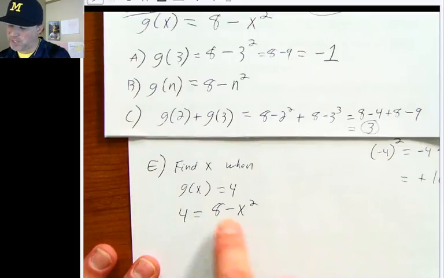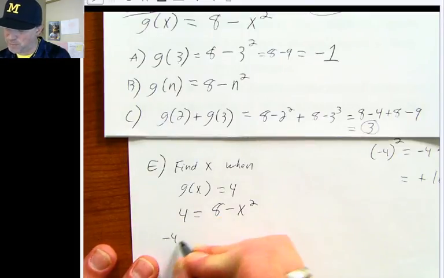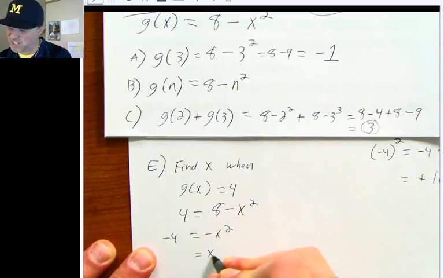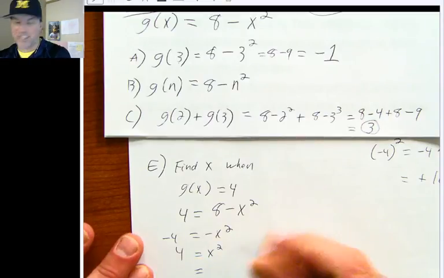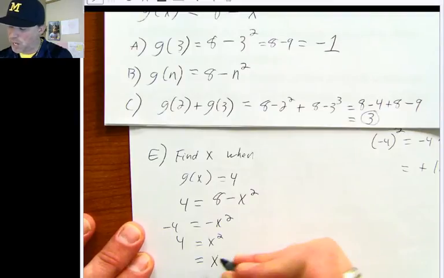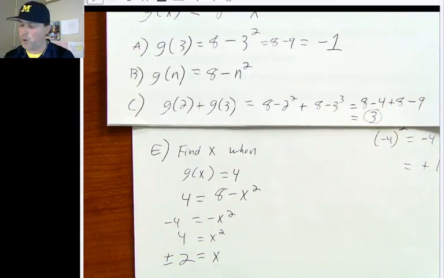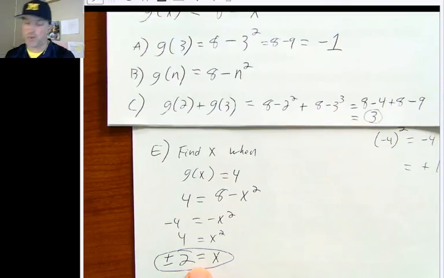Solve it algebraically. Subtract 4 from both sides. Negative 4 equals negative x squared. Divide both sides by negative 1. x squared is equal to 4. Square root both sides. Do not forget the positive and negative. x equals positive or negative 2. Sometimes there will be 2 answers to these problems.